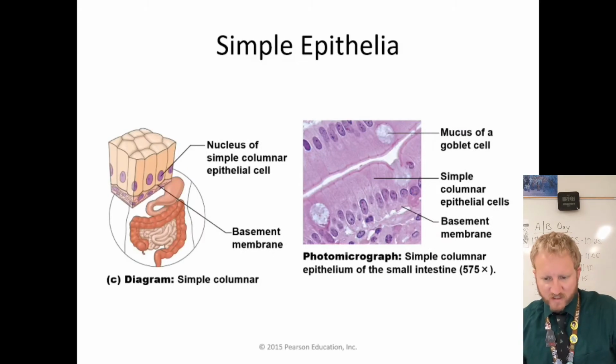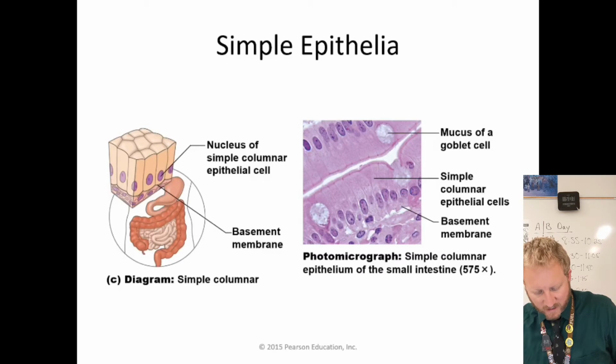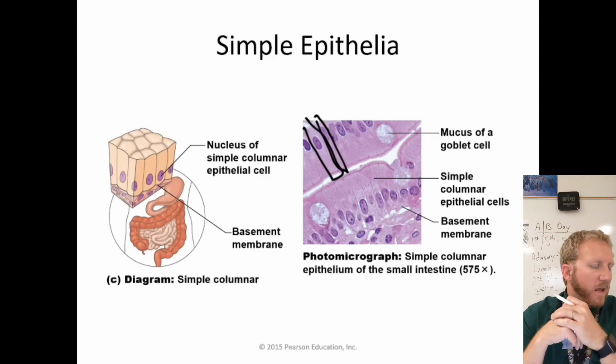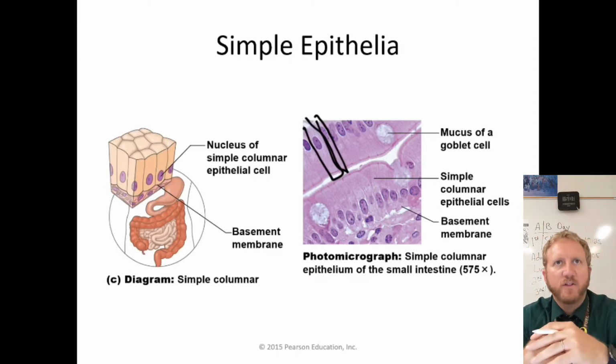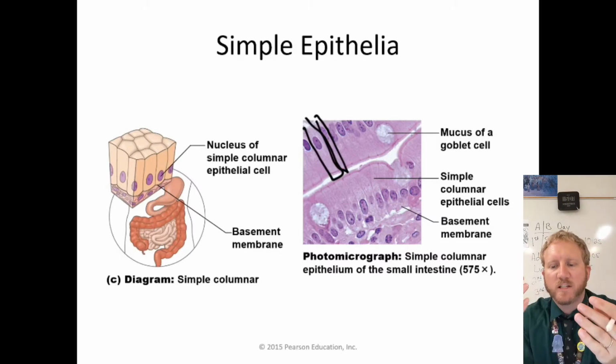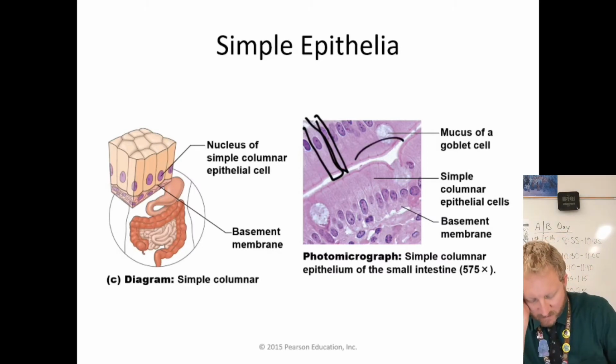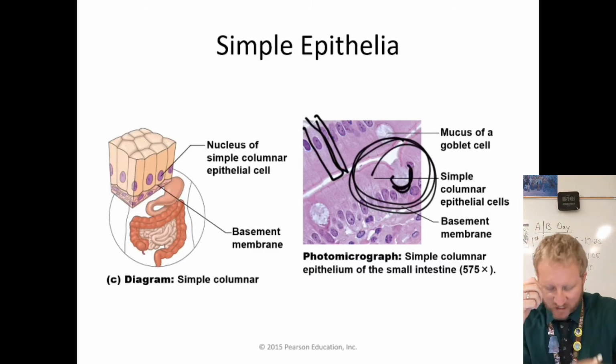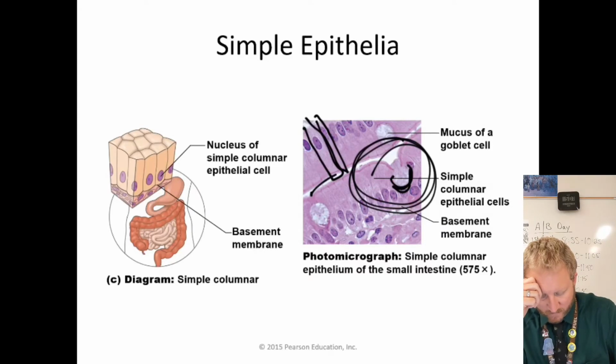Simple columnar cells kind of look like this, and you can see basically they look like rows of houses, long houses, right? And remember, each little purple circle is a nucleus. So it's a single layer of tall cells. Most commonly, we'll see these in the form of goblet cells. If you look right here, this little cloud-looking thing, that's mucus that's about to be pushed into this channel right here.